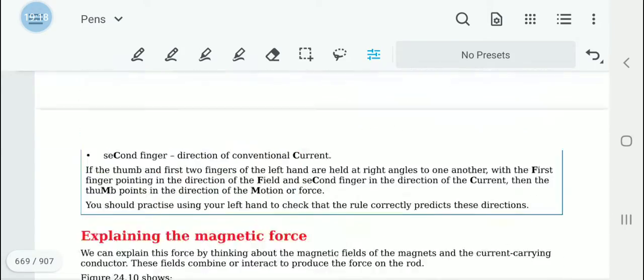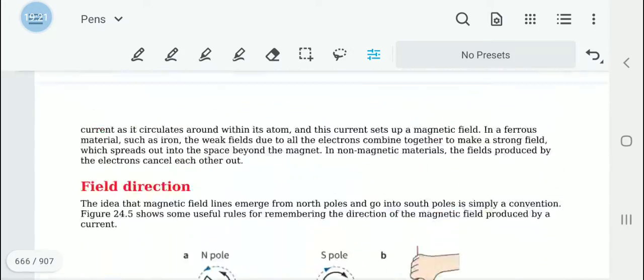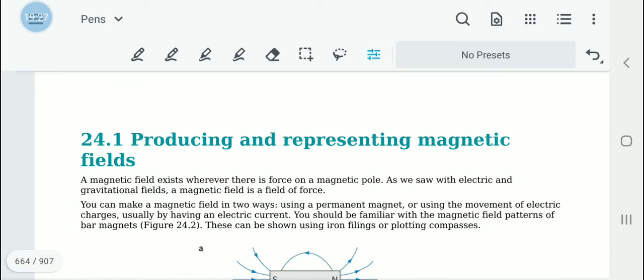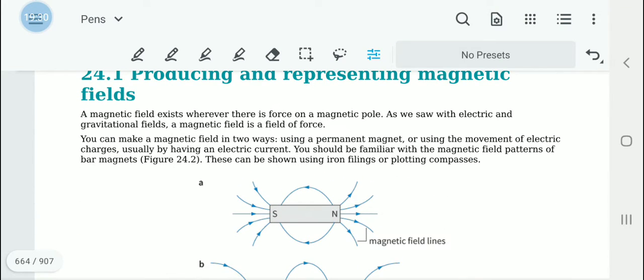Let's write down a note on everything that we have learned so far. Write down: magnetism is created by the movement of an electric charge. If a conducting wire allows current to pass through, that generates a magnetic field.